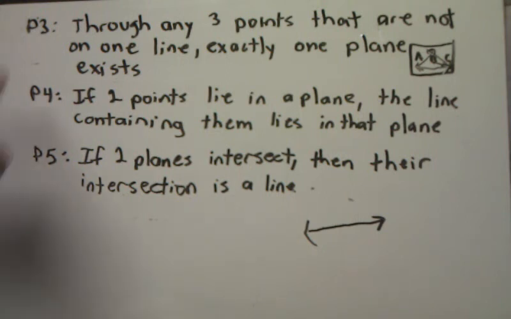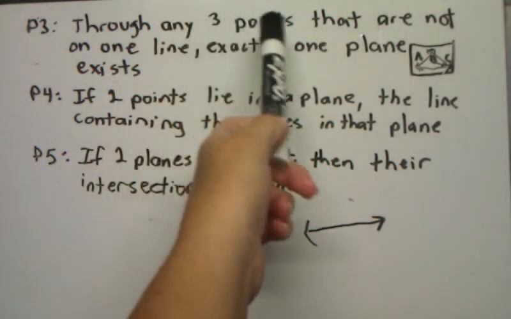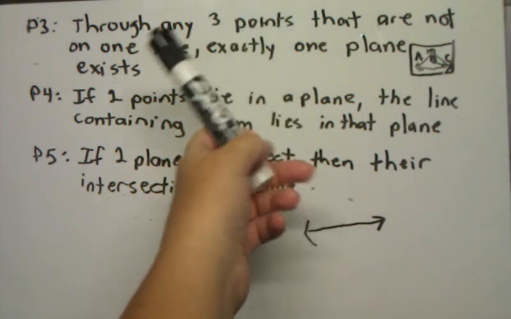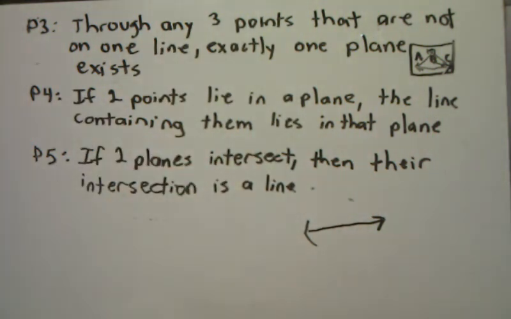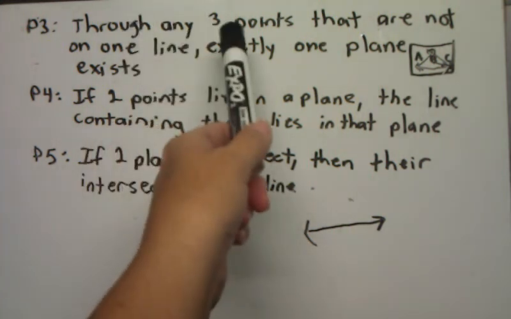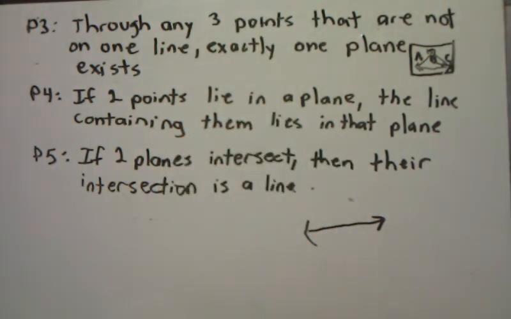Okay, true or false? Let's look at postulate number 3. Postulate 3 states that exactly one plane exists through any 3 points. True or false? Well, that's false, because it says through any 3 points that are not on one line exactly one plane exists. If we're not sure, let's draw it.